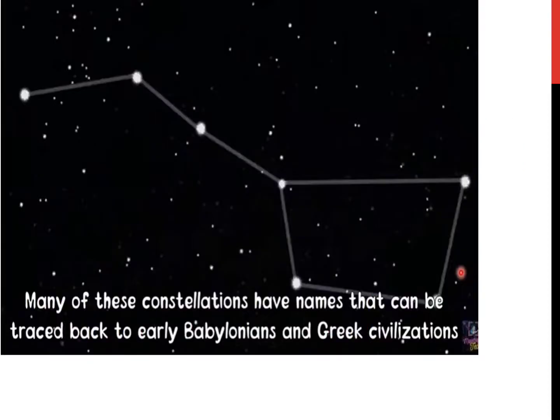Many of these constellations have names that can be traced back to early Babylonians and Greek civilizations. Are you familiar with the constellation I am showing you now? Correct, class. This is the Big Dipper.